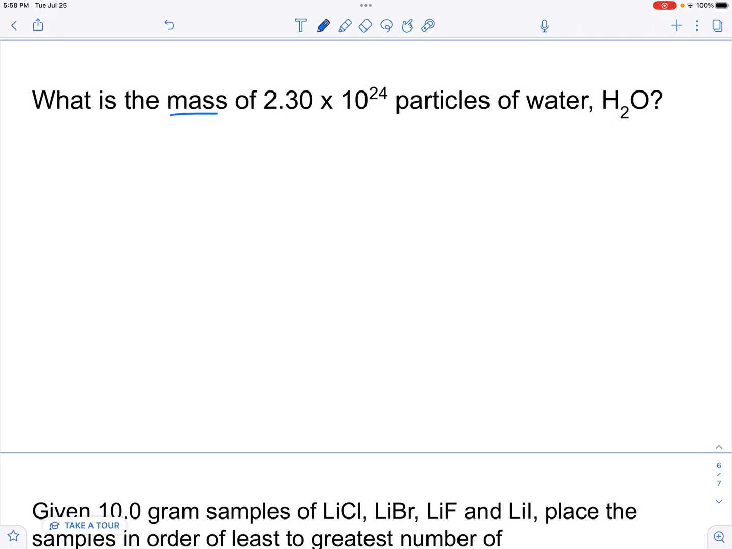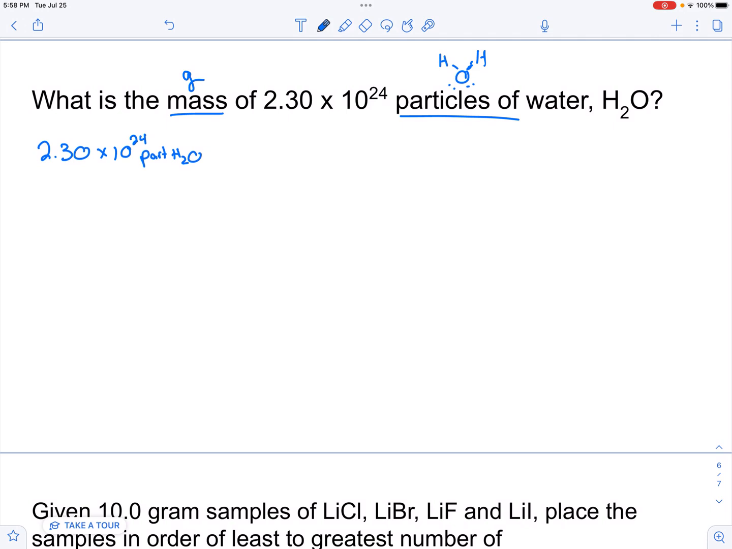All right, so we're going for mass. So mass is always going to be in grams. And we're starting with particles of water. So particles of water, how many of these do we have? How many H2O particles do we actually have? So 2.30 times 10 to the 24th particles of water.